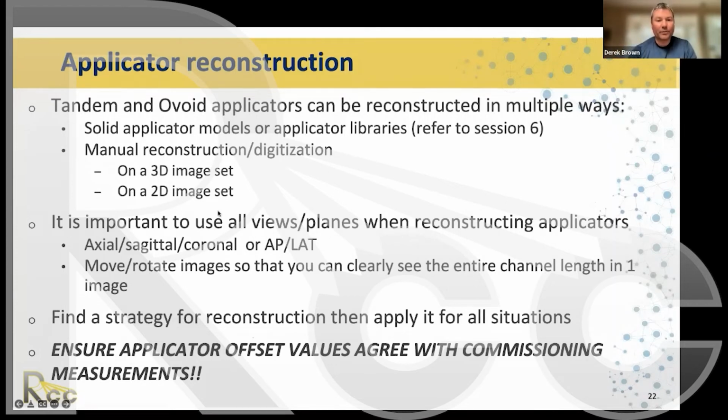It's important to use all of the viewing planes. So if you digitize on a coronal plane, you would want to check that digitization on a sagittal plane, and then also check it on the axial plane. So it's important that you use all of those planes. In a subsequent session, we're going to go through exactly how to do this digitization and exactly how to do the dose optimization. So we're going to save that conversation for that session.